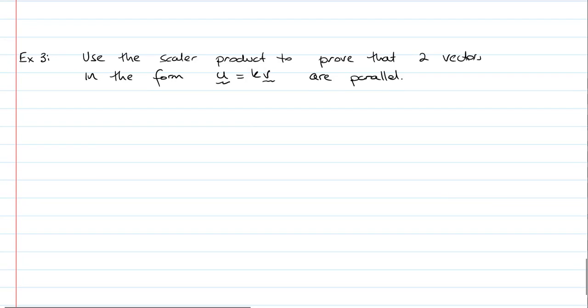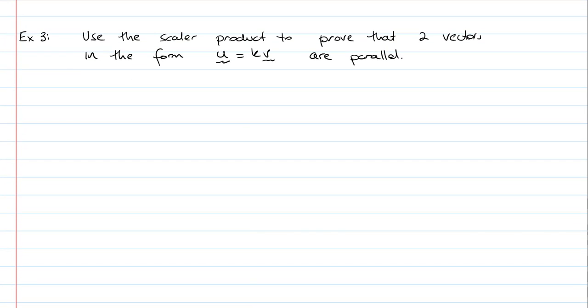And example 3: use the scalar product to prove that two vectors in the form u equals kv are parallel. So the scalar product. I think there's a few ways that I can see initially to do this. One of those ways would be to pick a vector that is perpendicular to v and show it's also perpendicular to u. Any two lines that are perpendicular to the same line must be parallel. But another way would be to define u and v, which is the way I'm going to use.